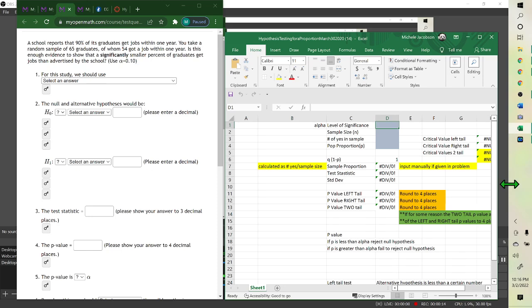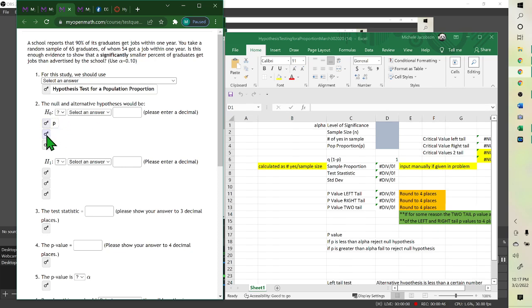Looking at the first one, a school reports that 90% of its graduates get jobs within 1 year. You take a random sample of 65 graduates, of whom 54 got a job. Is this enough evidence to show a significantly smaller percent? And so the study should be a hypothesis test for a proportion. Then this will be P because it's not an average, it's a proportion.